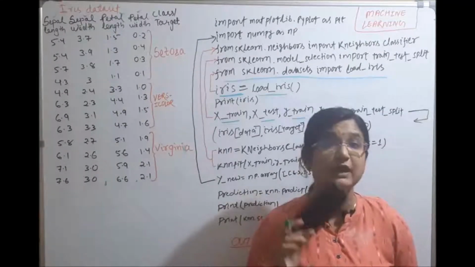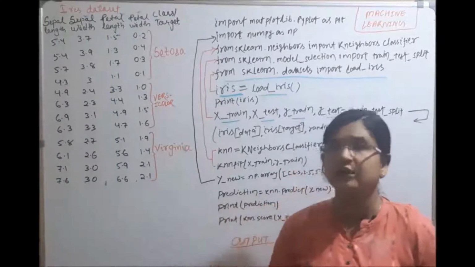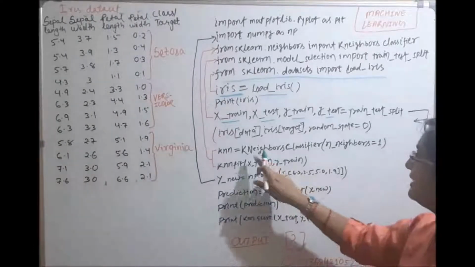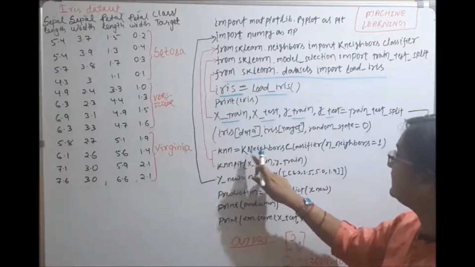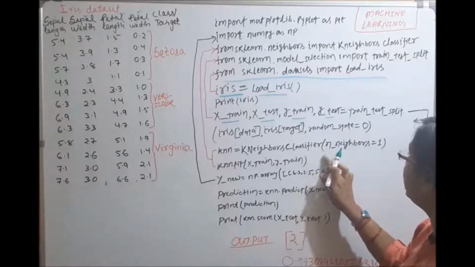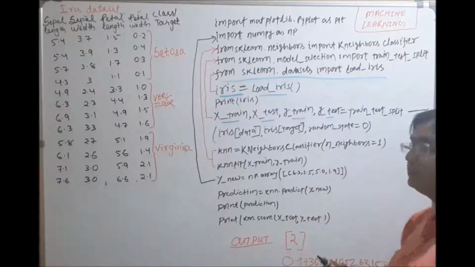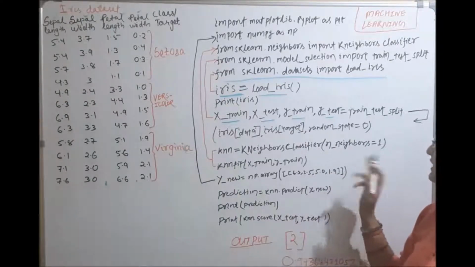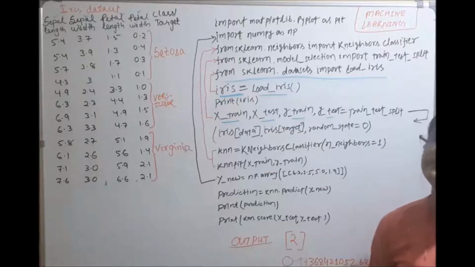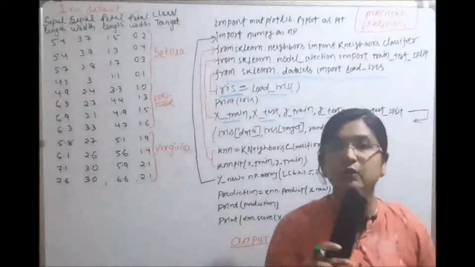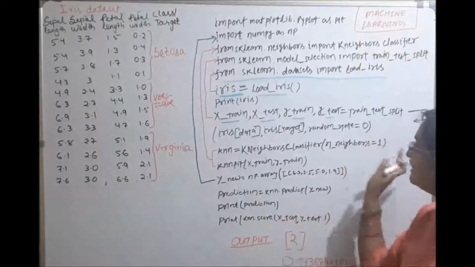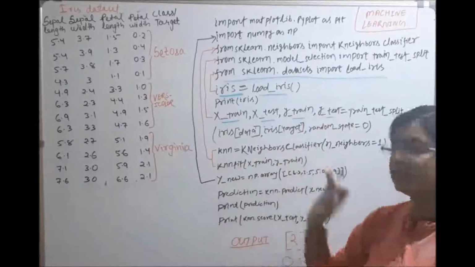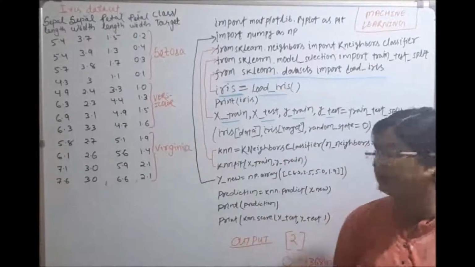After testing, my next work is to apply the algorithm. For that we have to write some lines of code. Here I have applied the KNN algorithm. The function is KNeighborsClassifier, and inside the brackets there is only one parameter, n_neighbors, and I have assigned n_neighbors equal to 1, which is your k value. It means it will check for only one nearest neighbor. The result will be assigned to the knn variable.